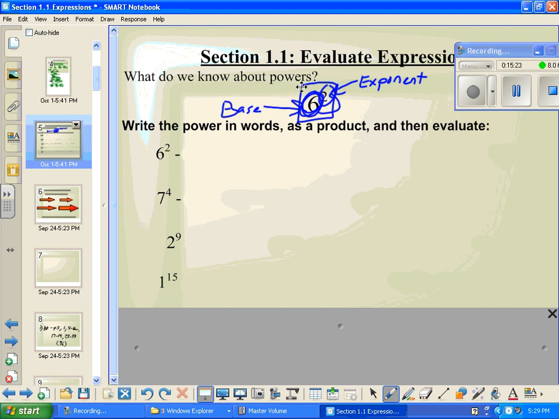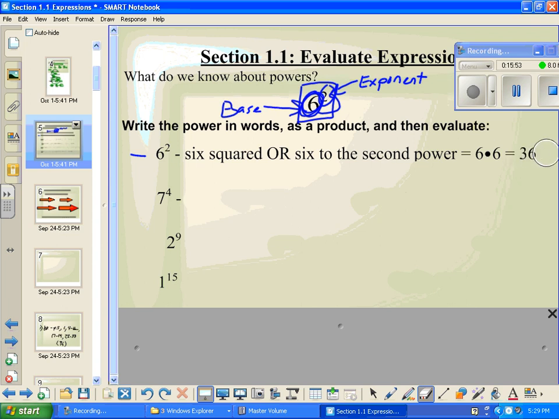So looking down here at this first example, there is 6 to the second power. How would you say that? Again, I can say 6 squared, or 6 to the second power. Two different ways I can say that one. What does this mean? Well, it means I'm going to take 6 times itself 2 times, right? So if I wrote that as a product, I would say 6 times 6. That's how I would find the answer to this particular problem. 6 squared means 6 times 6, which is just 36.